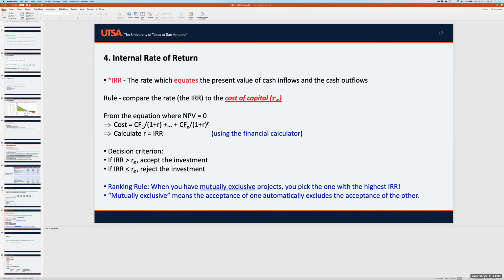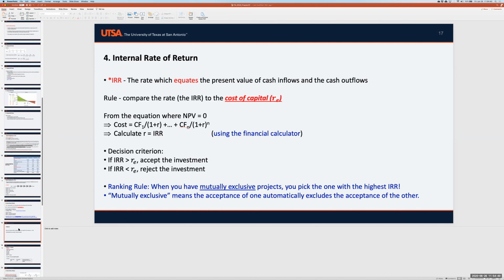So what is the decision? This criterion is if the IRR is greater than the cost of capital, accept the investment. If the IRR is less than the cost of capital, reject the investment. So the ranking rule, when you have mutually exclusive projects, you pick the one with the highest internal rate of return. Mutually exclusive means that acceptance of one automatically excludes the acceptance of the other.